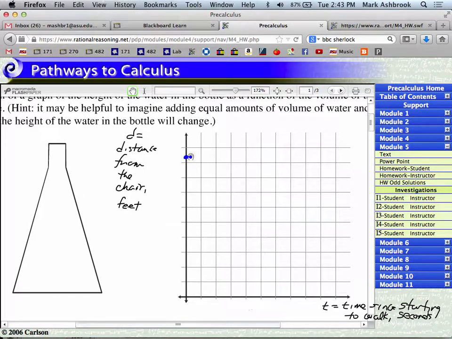And what happened to my distance from the chair? Was it positive, negative, or 0? What happened to my distance from the chair? It decreased. So did I have a positive or negative change? Negative change. Big negative change or a little negative change? I barely moved, right? But it is a negative change. So that gives us a point. Next half second.